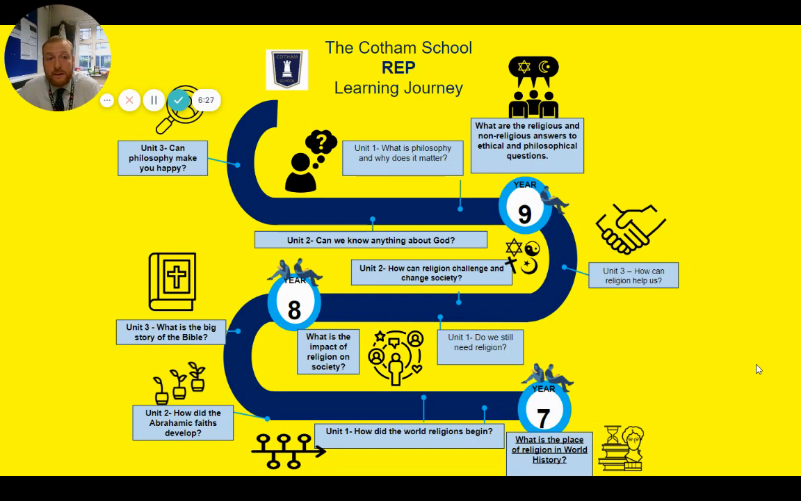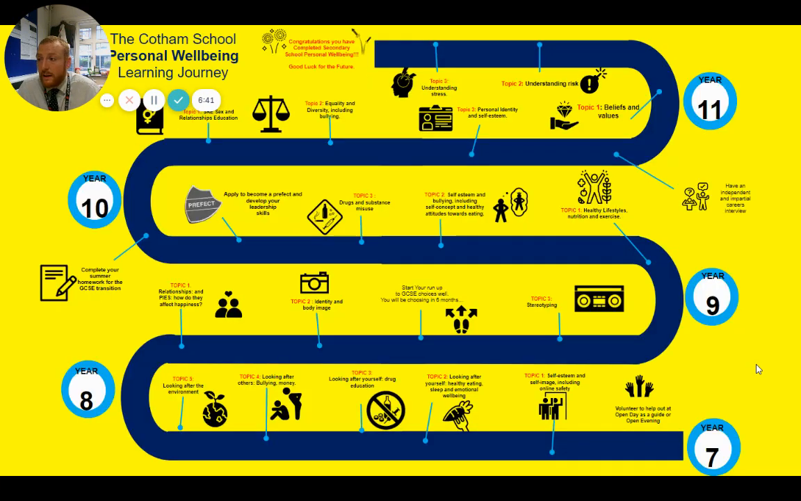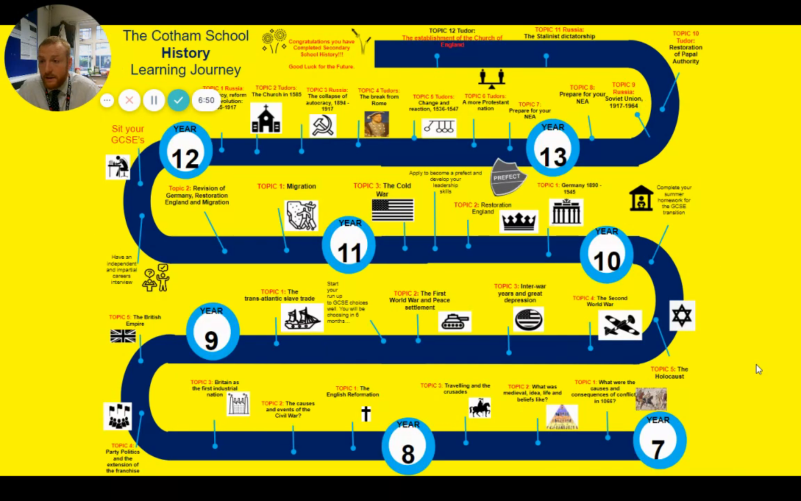In terms of curriculum time, in year 7, students have 3 lessons a fortnight in religion, ethics and philosophy. In year 8 and 9, students have 2 lessons a fortnight. Just revisiting personal wellbeing: it has 2 lessons a fortnight in year 7 and then 1 lesson a fortnight in year 8 and year 9.